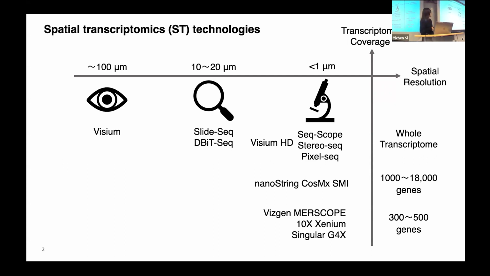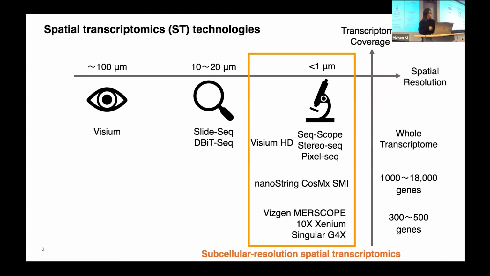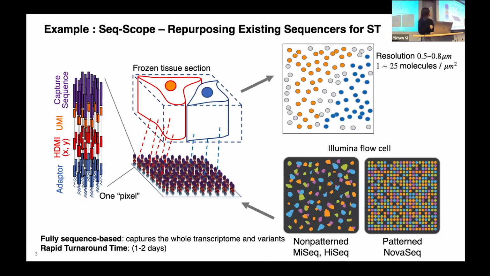Sequencing-based technology, on the other hand, can almost unbiasedly profile the whole transcriptome. But earlier technologies have been of relatively low resolution, at the multicellular level. Recently, technologies like Seq-Scope and Stereo-seq have achieved sub-micron resolution that's comparable to a microscope. So our method is designed for any subcellular resolution spatial transcriptomics. I will take Seq-Scope as an example.